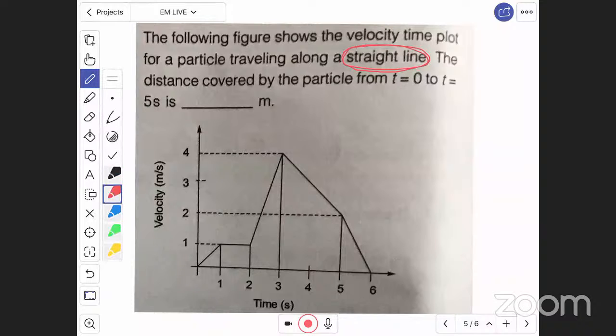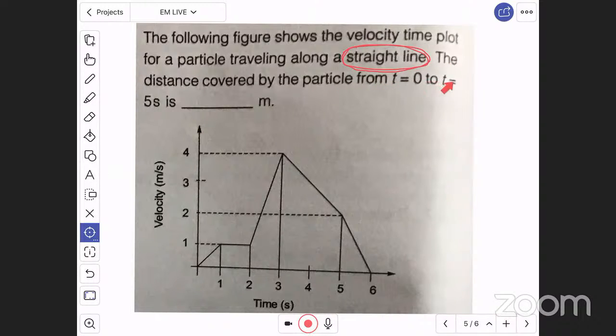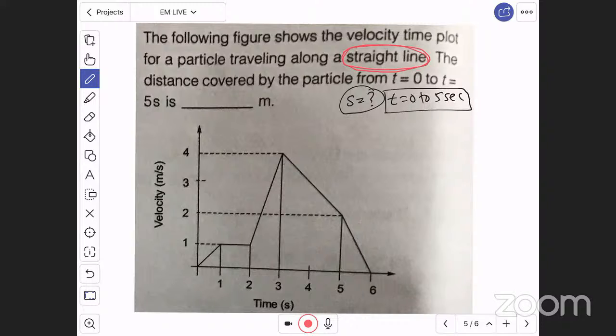Again come to the question. The distance covered by the particle from t equal to 0 to t equal to 5 seconds is, in meters. Here we have to calculate distance from time 0 to 5 seconds, that is the displacement of the particle. This is the question, right? Now note this down quickly. Now let us solve this question.